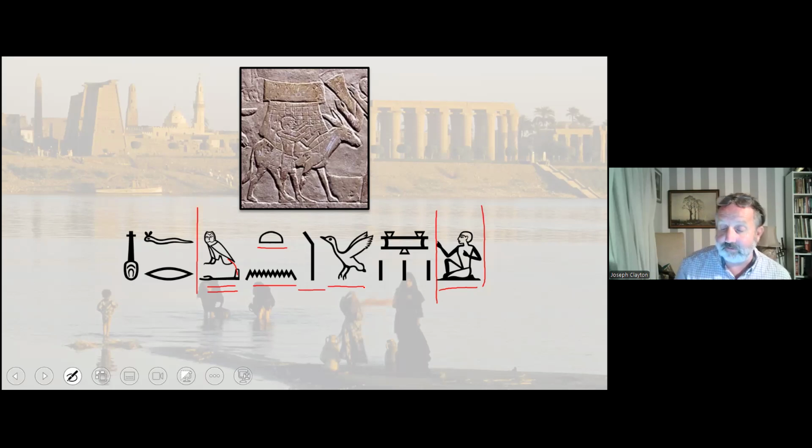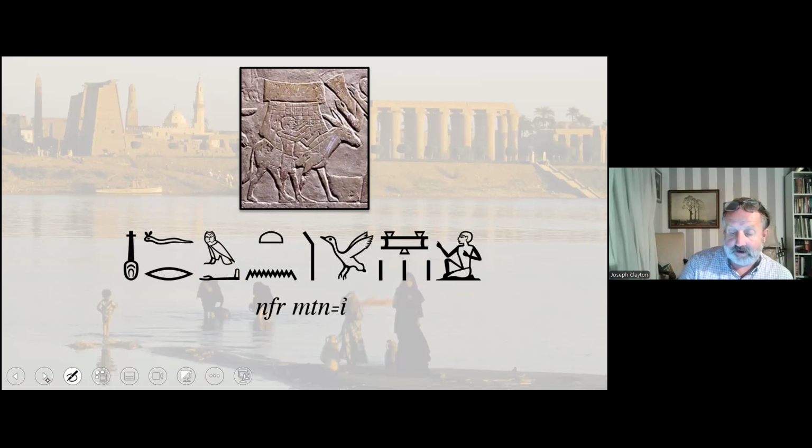It's got nothing to do with throw sticks or birds, but it has got to do with this sign, which is a road with shrubs growing on either side of it, stylized. It's one of those signs made up of lots of bits, like banks and dikes and shrubs down the side and cucumbers and lettuces growing along the edges. It's got plural strokes, but it's actually singular. So what this whole thing actually reads is nefer meten equals I.